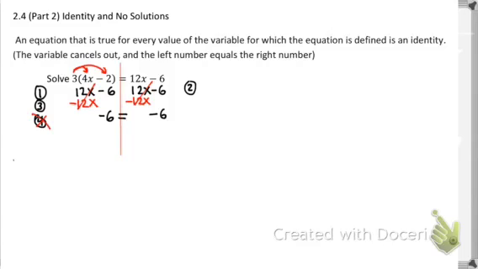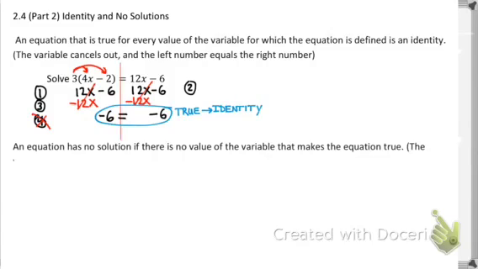And since these two things are equal, there is no solving for a variable anymore since they canceled out. So since these are equal, it's a true statement and is known as an identity. Again, the variables cancel out and the two numbers end up being equal.